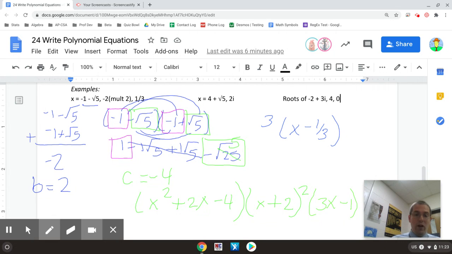And you'll notice you did have a total of 5 solutions, and I have a total of 5 x's. 2 here in my quadratic, another 2 here because of the multiplicity, 1 more there. So there's 5 x's to go with my 5 solutions. Hope that helps you understand this a little bit. We'll work a couple more examples in the next video.